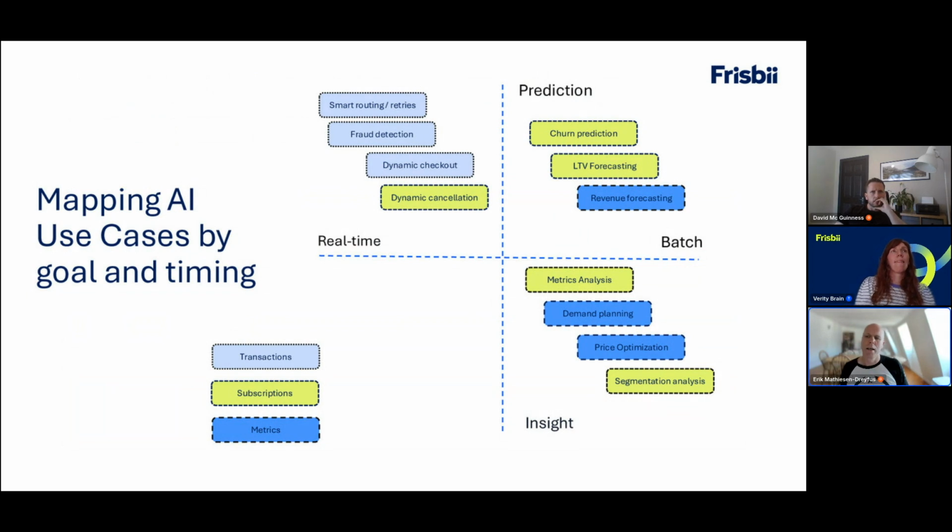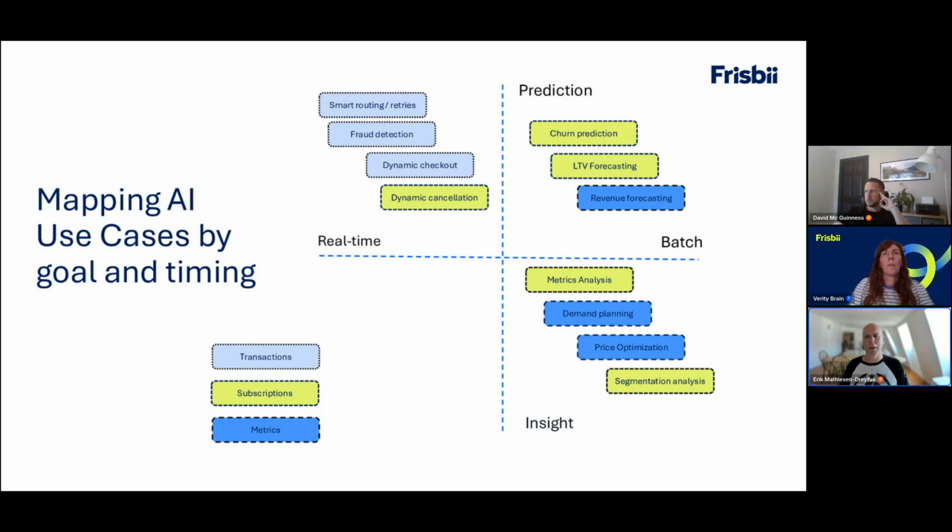Then in the top right, these are predictions, but more insights, not real time. We see things like churn prediction, LTV forecasting. We're trying to predict something unseen: which customers are likely to churn, what is the predicted LTV of customers next month, et cetera. But we're not doing it in real time.